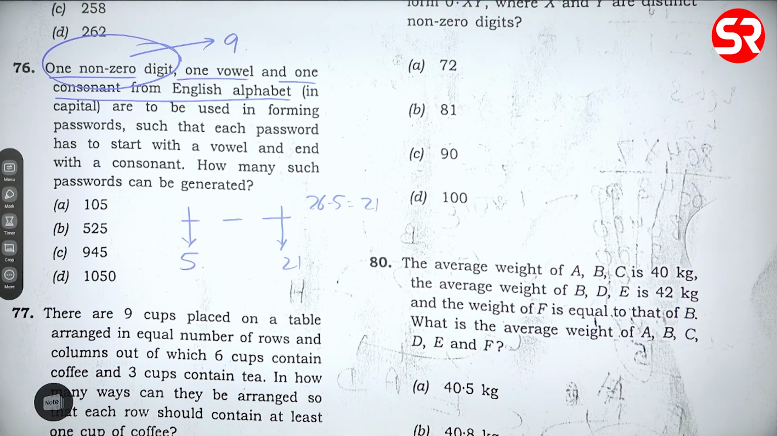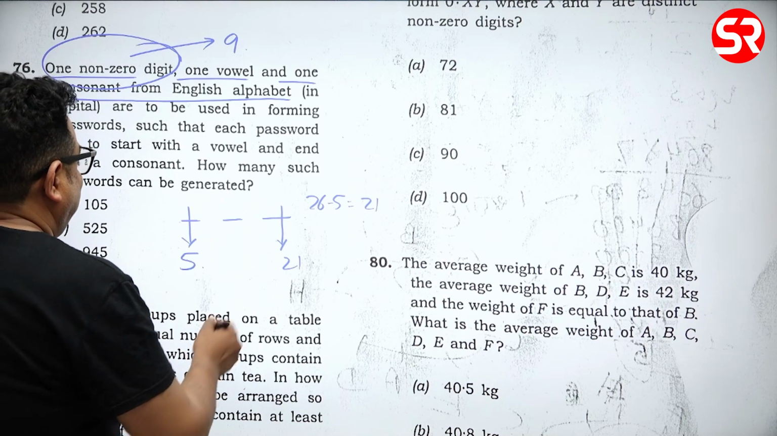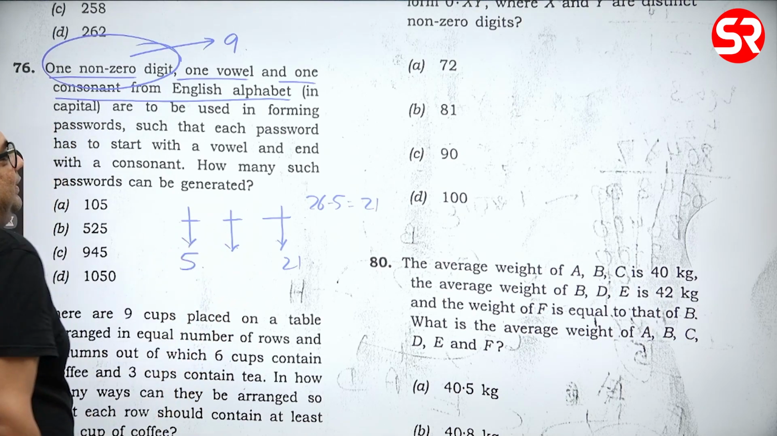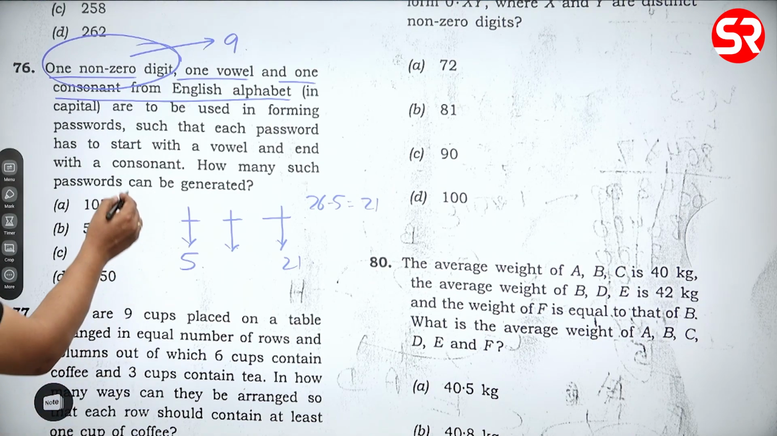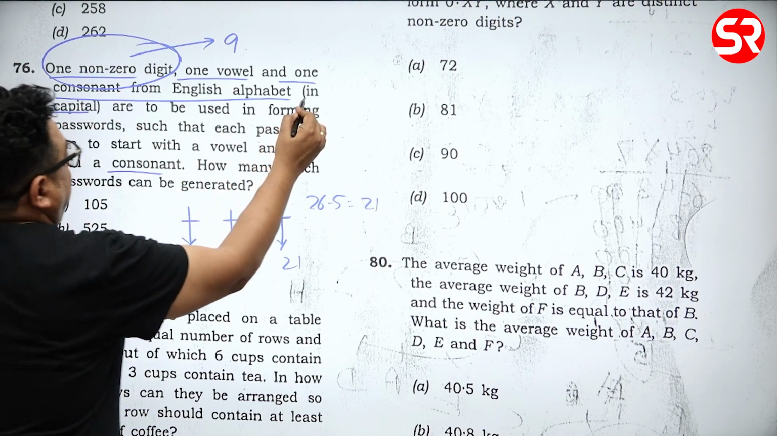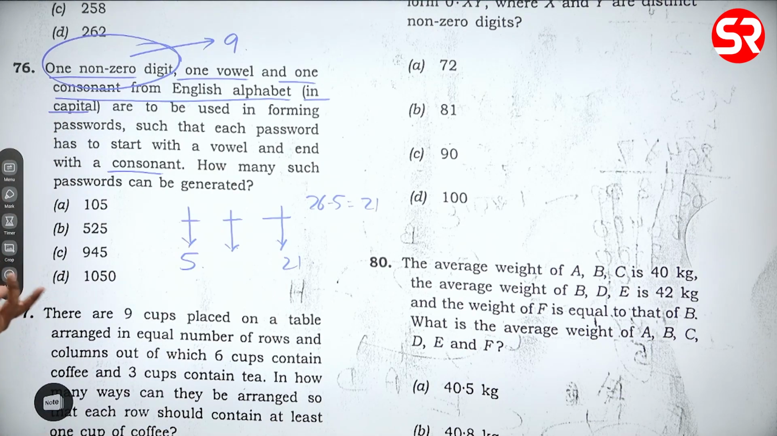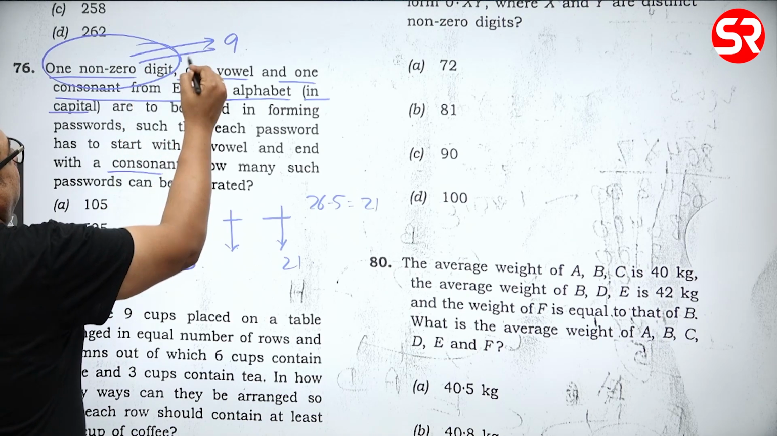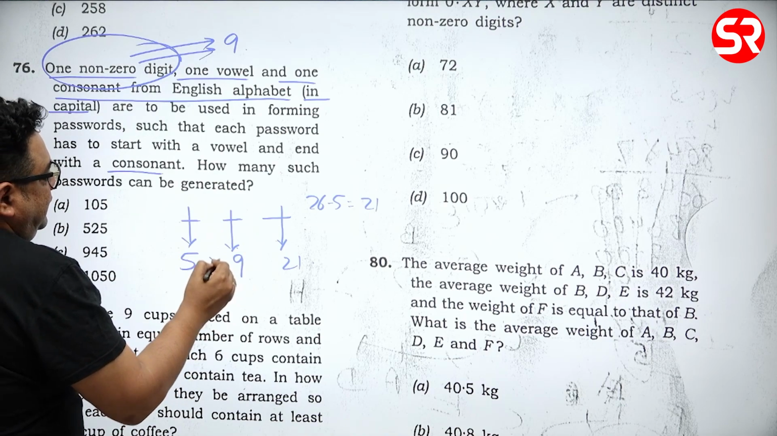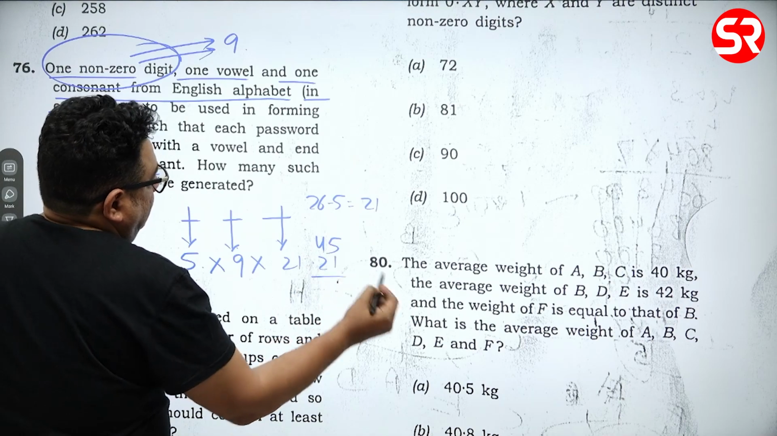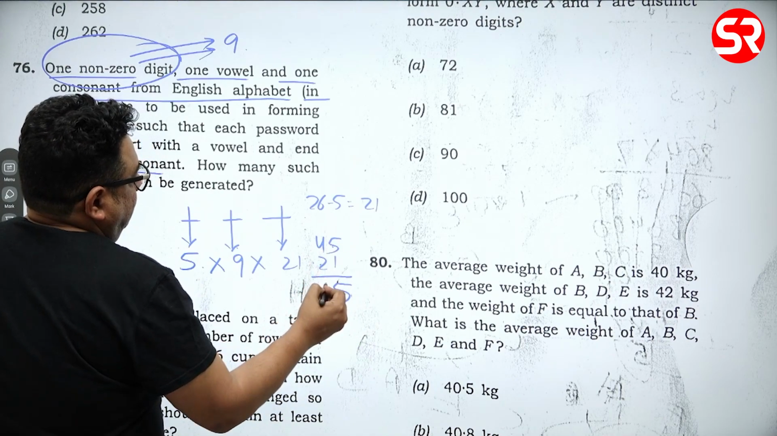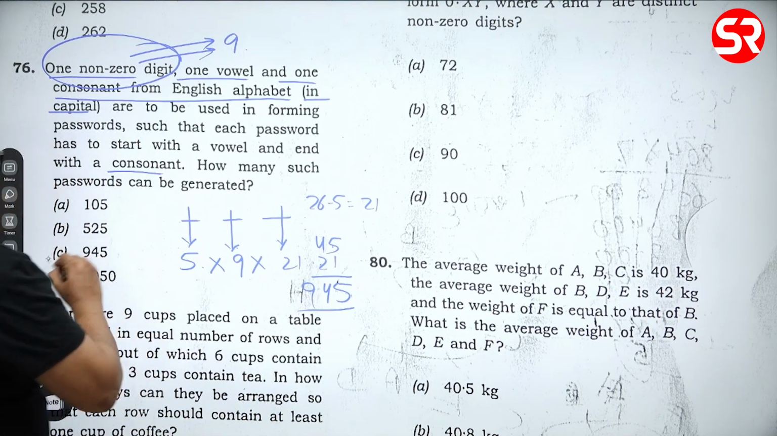Agreed? So what would happen to this place? And then he says such that each password has to start with a vowel and end with a consonant and in capital. So the middle term has to be 9 places, isn't it? Has to be 9 places only, right? Because he hasn't talked about anything else. So it is 9 into 5, this is 45 into 21, comes out to be 5, this is 10, 14, 9, 45.